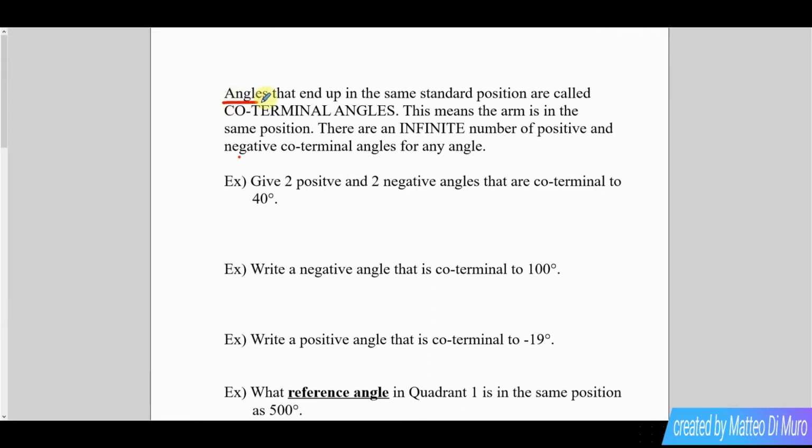Okay, let's talk about angles. If an angle ends up in the same position as another angle, we call that a coterminal angle. This means that the arm of the angle is in the same position. So if I was to draw an angle here, and here it is in red, this is called the arm, and we've got some angle theta here. If I then walk around my unit circle and I draw another angle that happens to be in exactly the same spot, we would call that a coterminal angle. It appears the same, but I actually walked around all the way and ended up in the same spot.